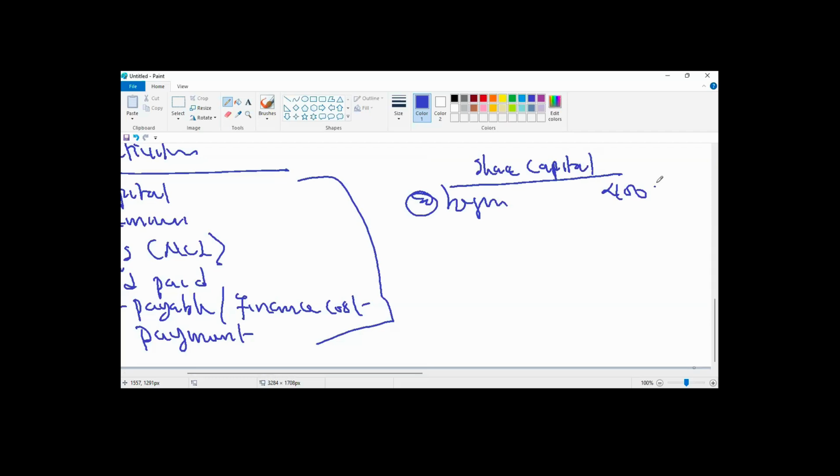During the year, Dixon made a 1 for 8 bonus issue, capitalizing his retained earnings. Bonus issue. What is the condition for the bonus issue? 1 for 8.